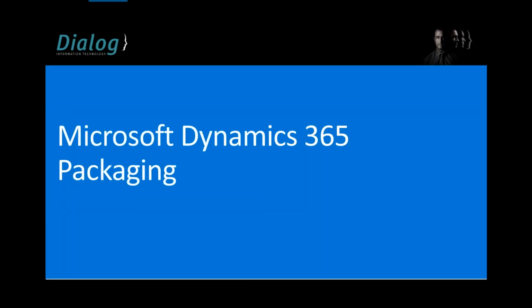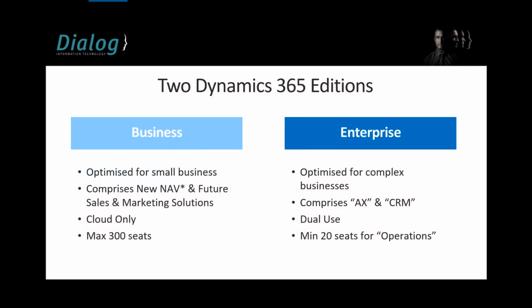So what are the Dynamics 365 packaging details? There are 2 editions of Dynamics 365 available, and they're called Business and Enterprise. For small business, the Business Edition, Microsoft's first cloud-only offering will be Financials, which will be based on Dynamics NAV Starter Pack together with sales and marketing apps from CRM. The details will be announced during this year when the Business Edition is released for the Asia Pacific region.